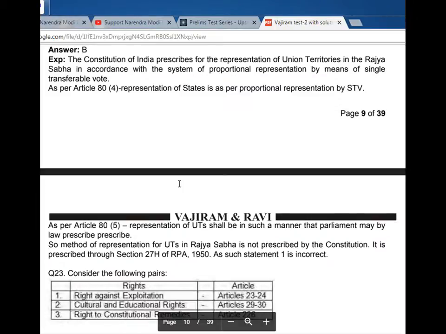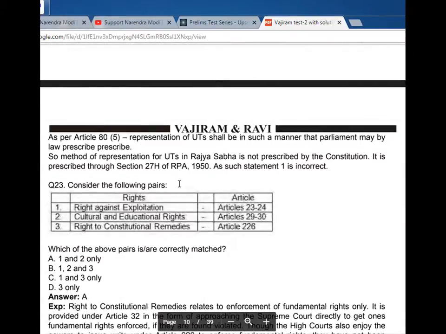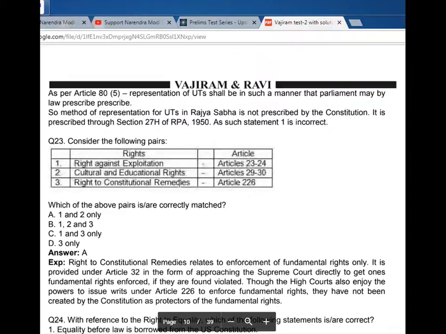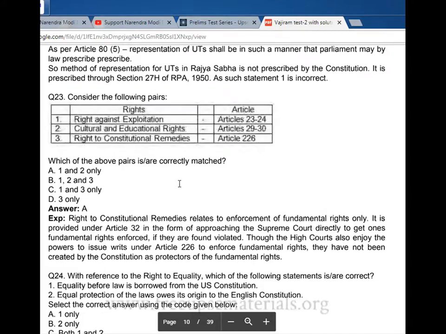As per Article 80, representation of states is as per proportional representation by STV. As per Article 80, representation of Union territories shall be in such a manner as Parliament may by law prescribe. So the method of representation of the Union territories in Rajya Sabha is not prescribed by the Constitution. It is prescribed through Section 27A of the Representation of the People Act 1950. As such, statement 2 is incorrect.